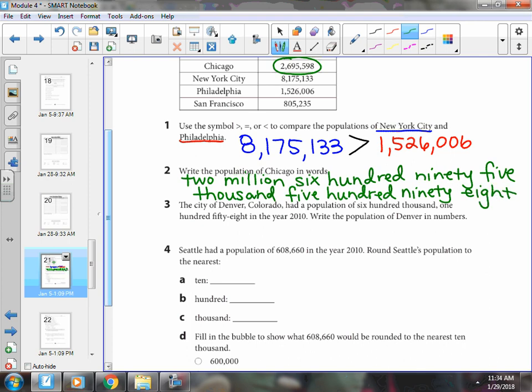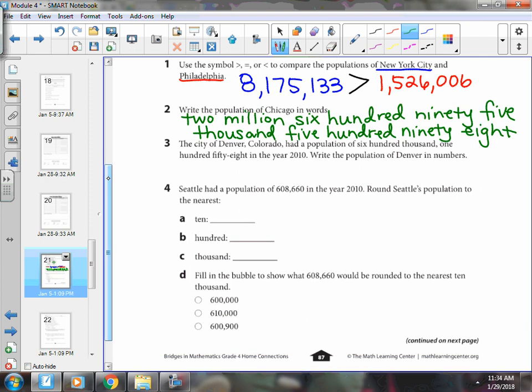Number 3. The city of Denver, Colorado, which is not on the list, has a population of 600,158. Write it in numbers. So it's in words. We need to write it in numbers. Let me look at that. 600. I can write that. The word thousand is where we put a comma. And the last chunk is 158.